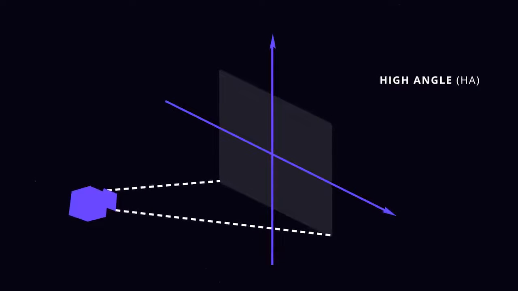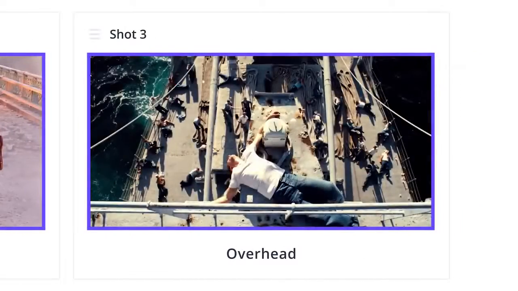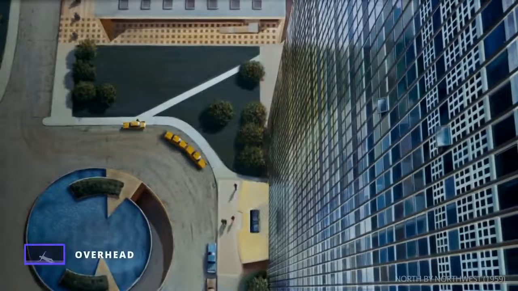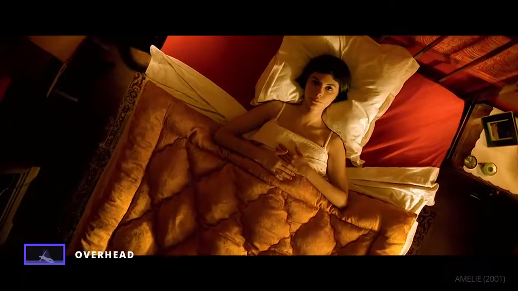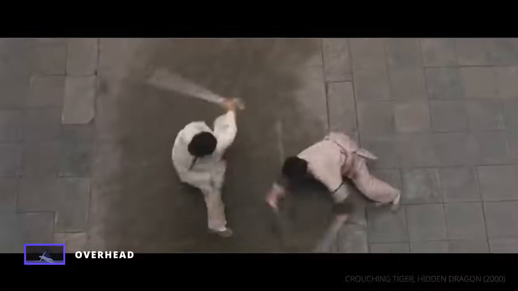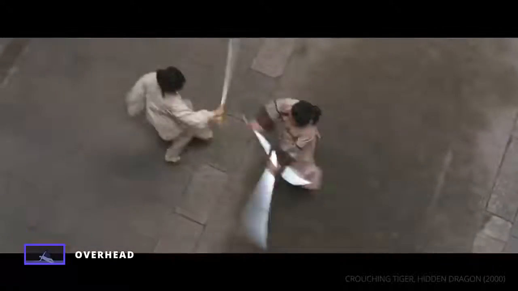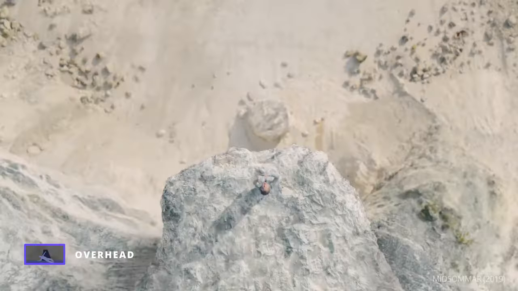When high angles approach 90 degrees above the subject, they become the overhead shot. An overhead shot, also known as a bird's eye view or a God's eye view, finds the camera directly above the subject, shooting straight down. Overhead shots are great for showcasing complex movements, and they could suggest a connection to the divine, or to capture the horrific details of a crime scene.